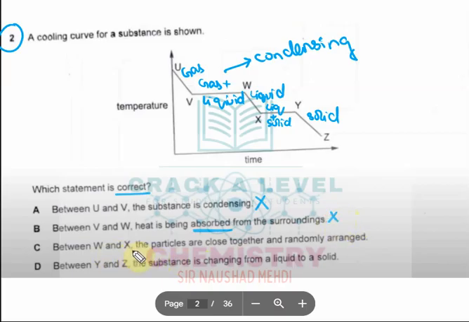Between W and X, the particles are close together and randomly arranged. Between W and X, it's the liquid state, and in a liquid the particles are obviously close together, but not close enough to be regularly arranged like in a solid. So they are randomly arranged in the liquid. So option C is the correct answer.